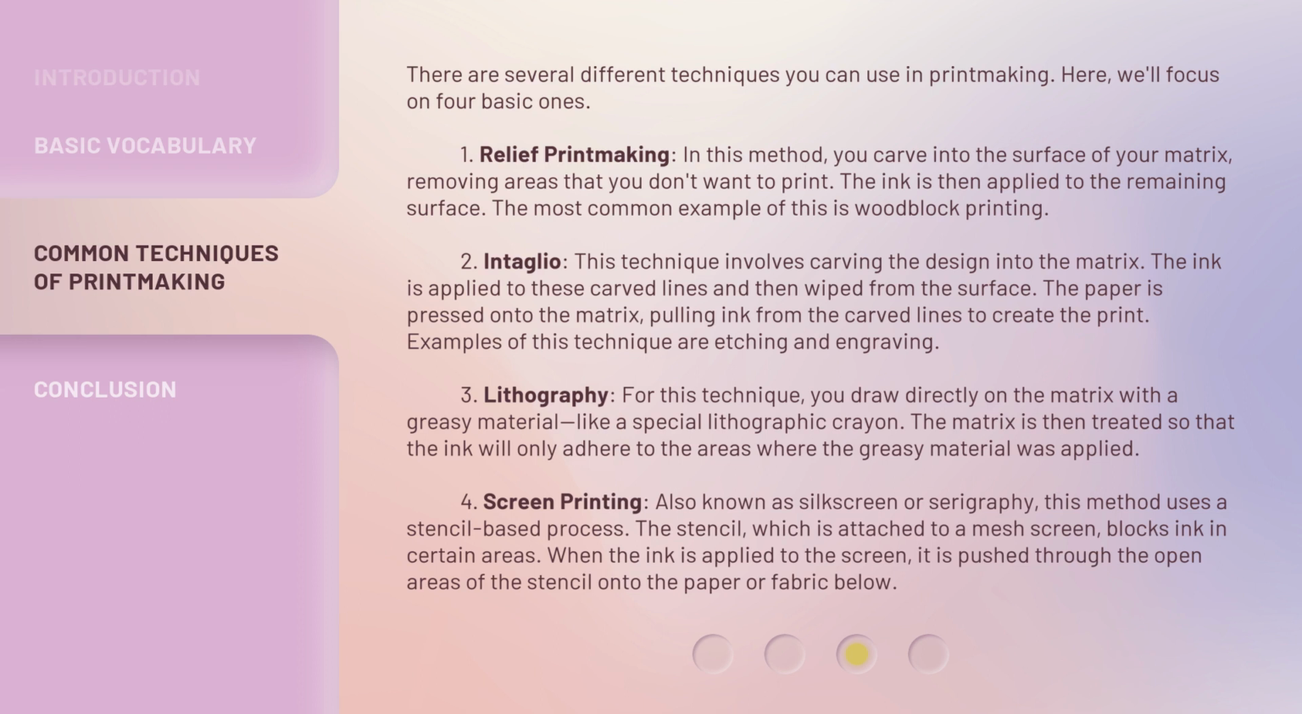This method uses a stencil-based process. The stencil, which is attached to a mesh screen, blocks ink in certain areas. When the ink is applied to the screen, it is pushed through the open areas of the stencil onto the paper or fabric below.